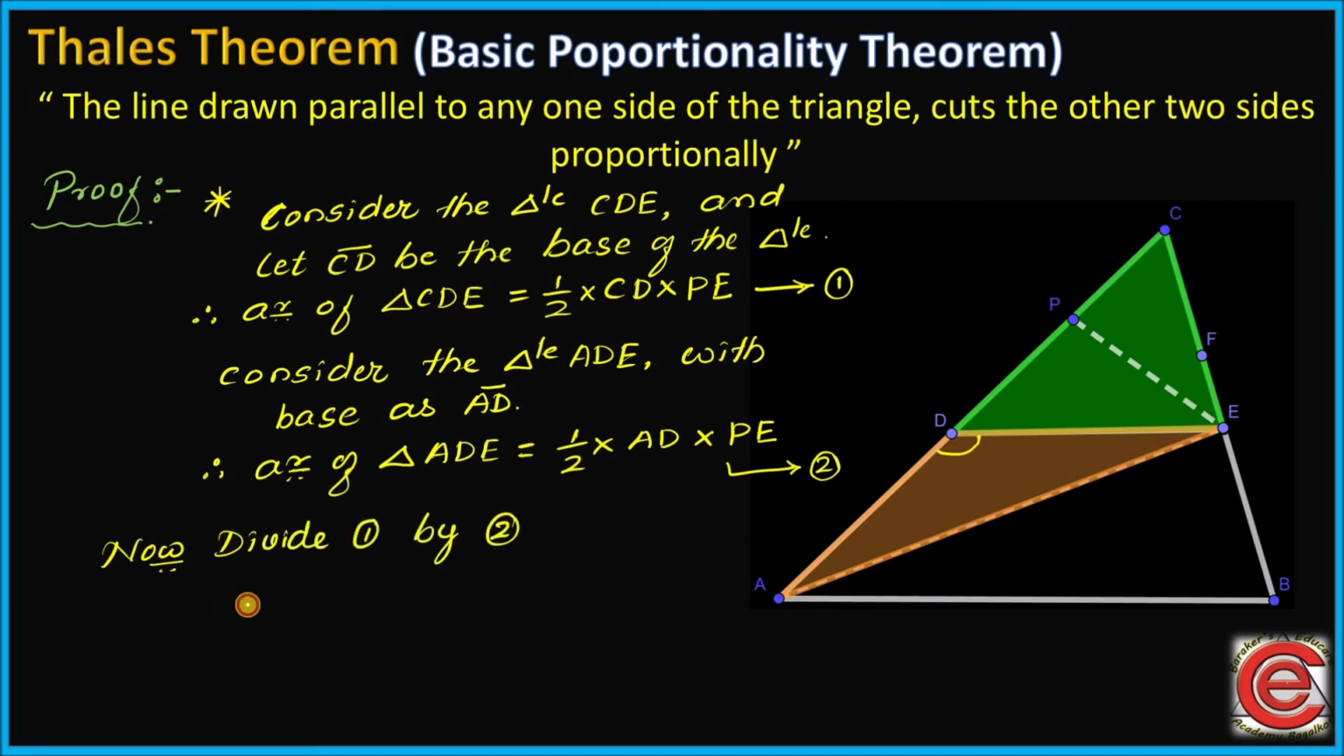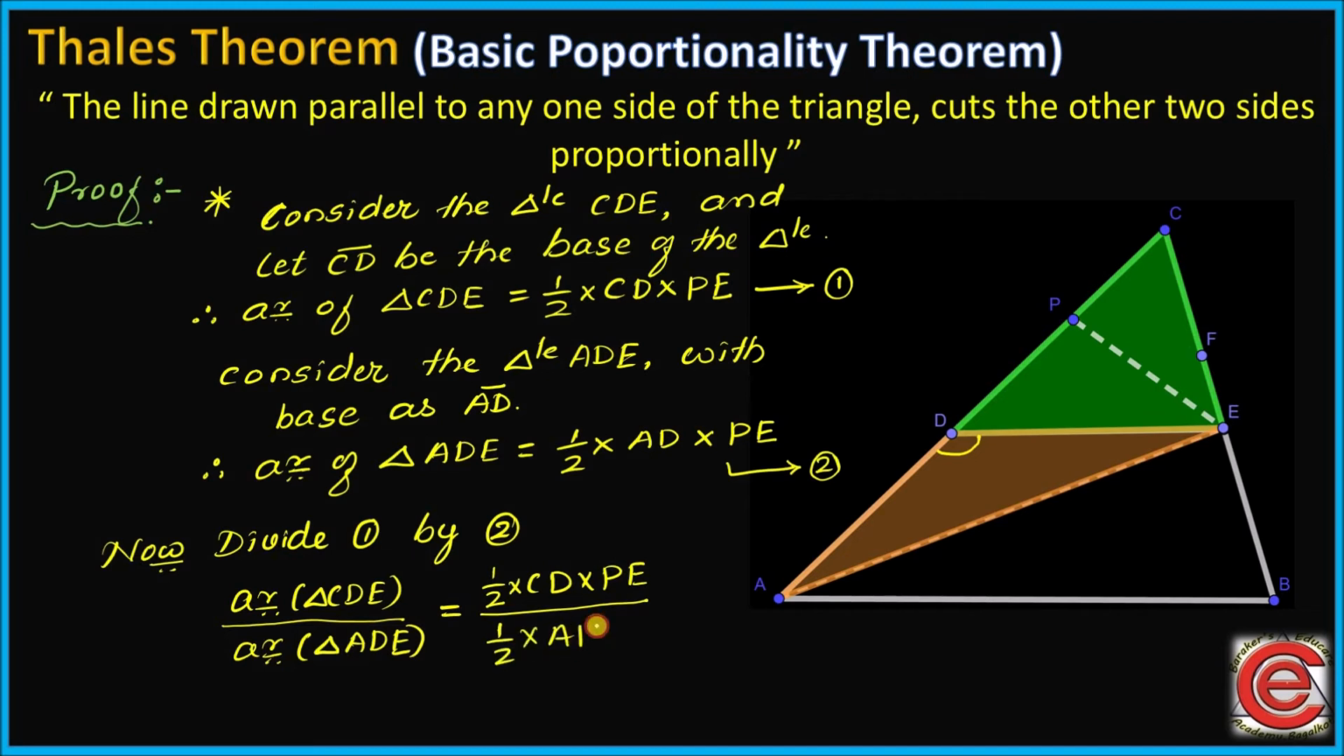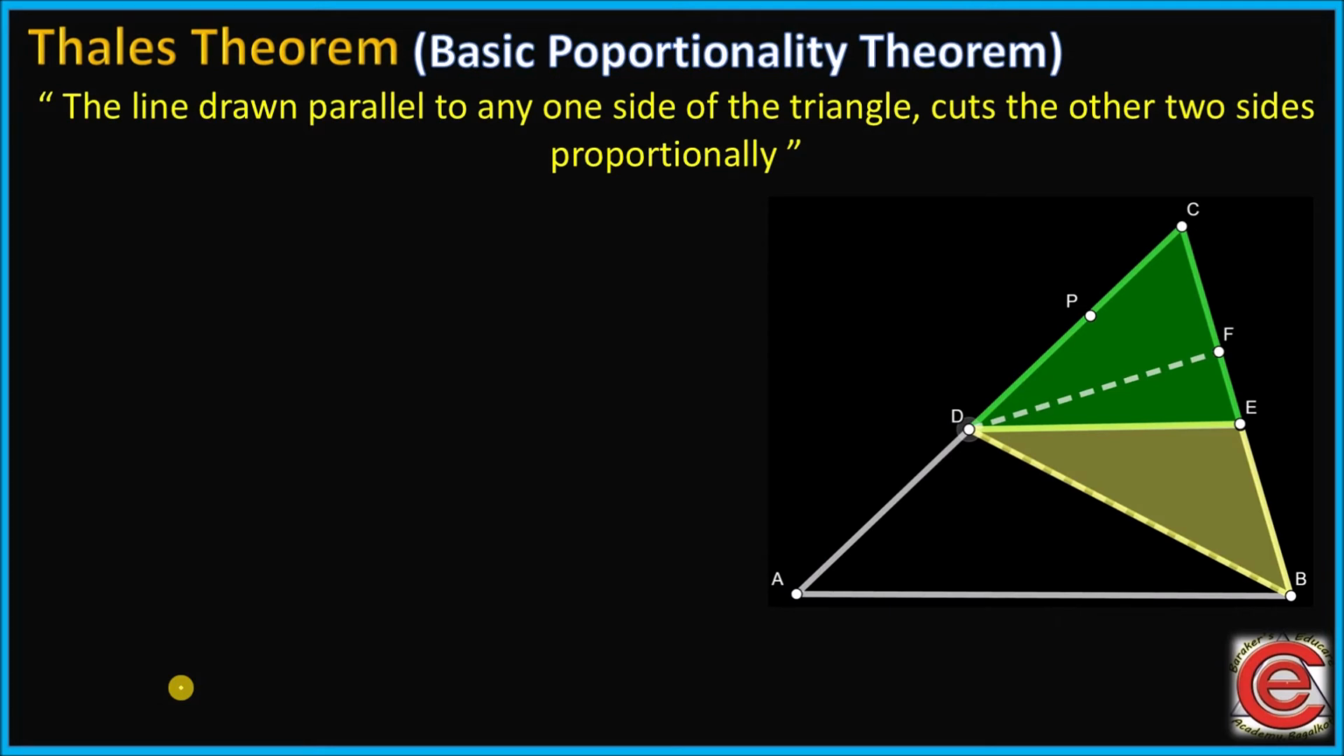See what we get. We get area of triangle CDE divided by area of triangle ADE is equal to half of CD into PE whole divided by half of AD into PE. That is taken from 2. Now here half is cancelled and PE is cancelled. Hence we get CD divided by AD. So this is equation 3. Now let us move to the consideration of the other two triangles present in the given triangle.